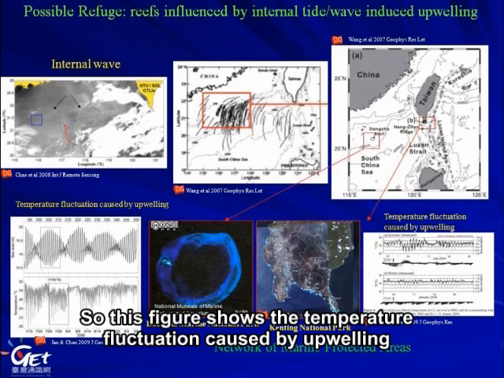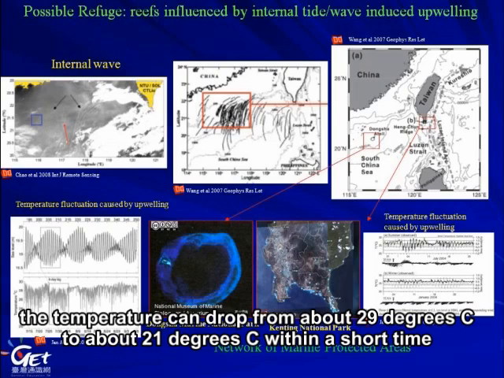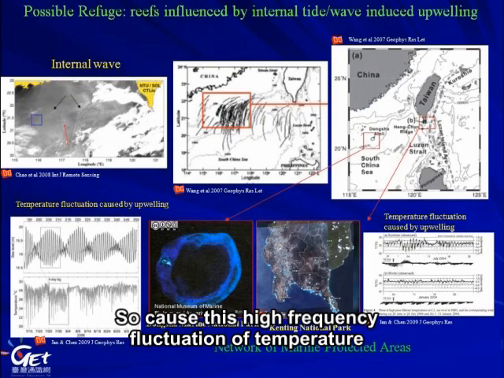So this figure shows the temperature fluctuation caused by upwelling. As you can see from the figures, the temperature can drop from about 29 degrees C to about 21 degrees C within a short time. And it occurred frequently, so it caused this high frequency fluctuation of temperature.